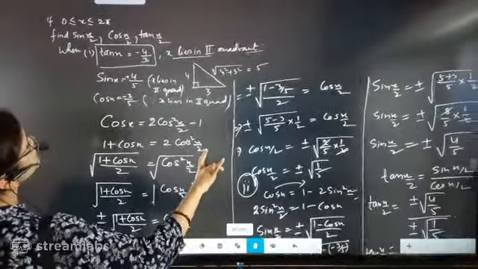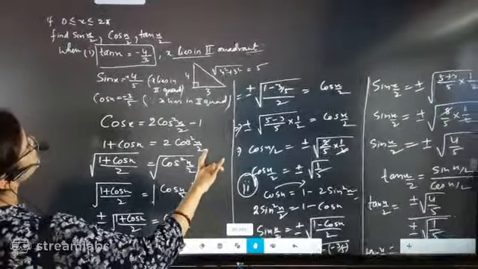X by 2. X is going into 2 pi. Any demand, x is coming between 0 to 2 pi. x can come between 0 to 2 pi, full total 360 degrees. We are going to check there. Tan x by 2, tan x is coming in the second quadrant, half of it, angle half. Okay, we can write like this.